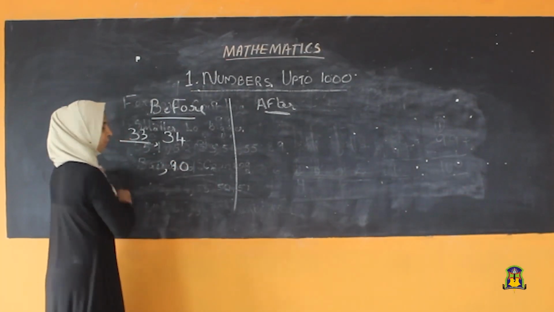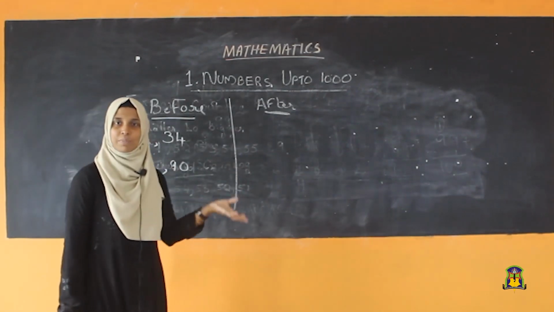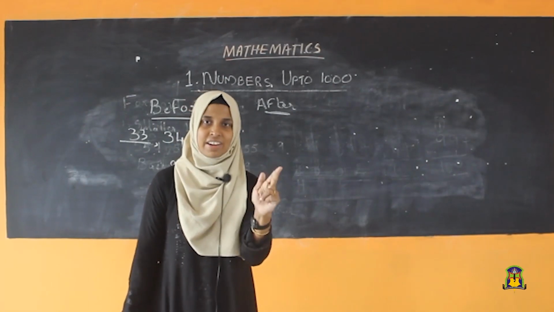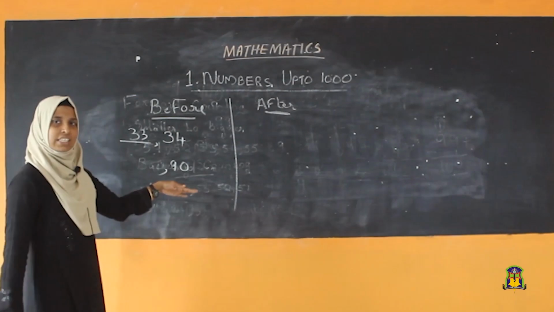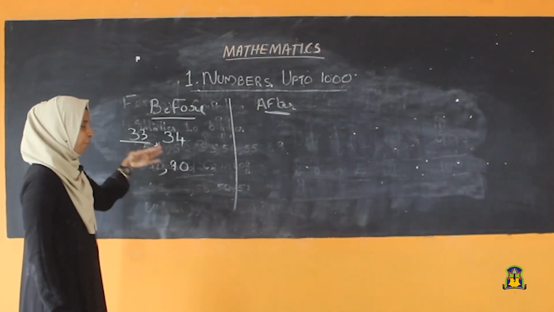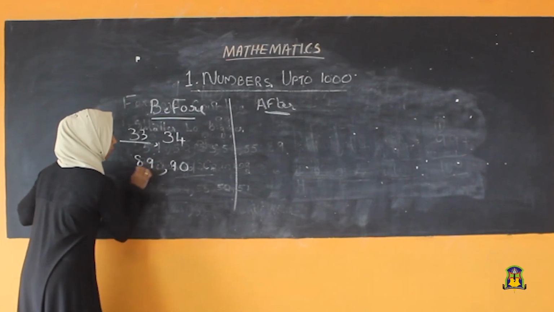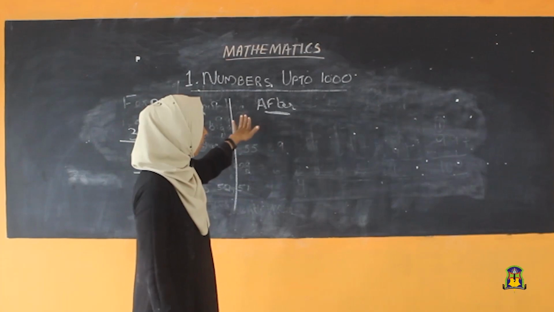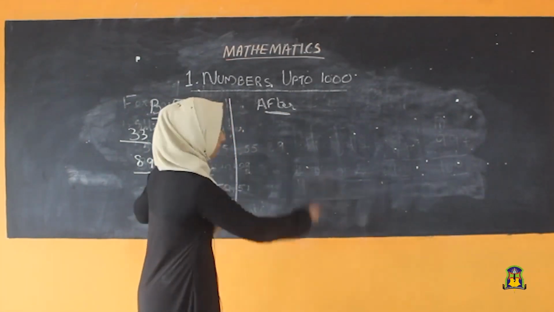Next, 90. Which number comes before 90? Let's count from 85: 85, 86, 87, 88, 89. Then 90 comes. So the number before 90 is 89. Yes, very good.